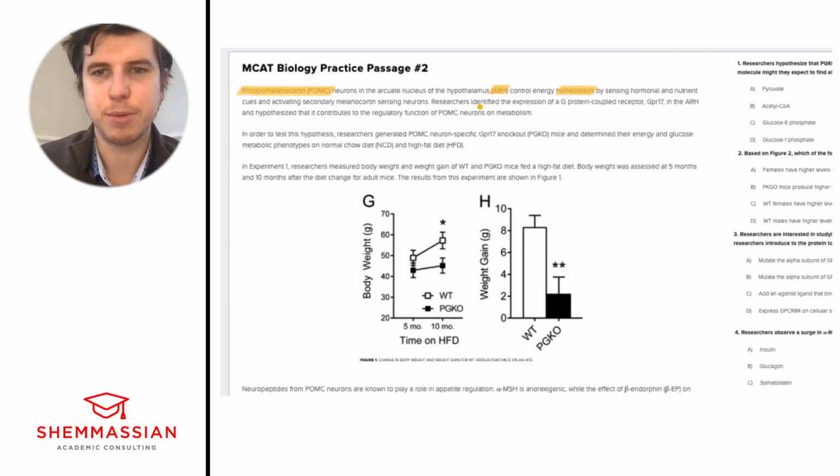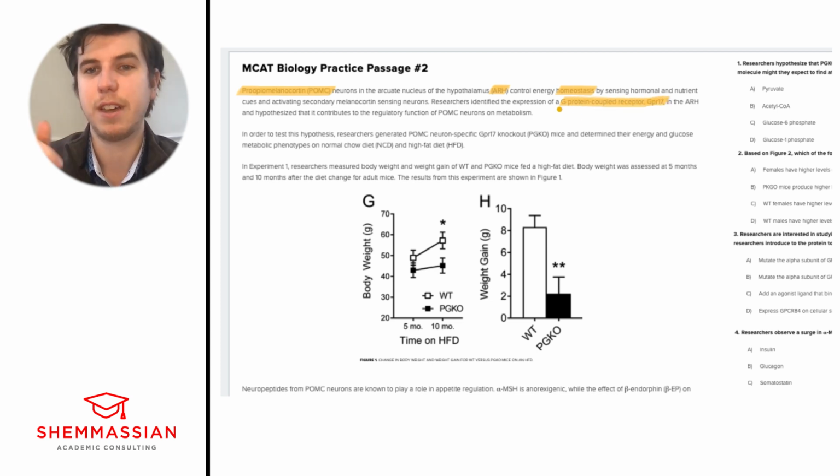Researchers identified the expression of a G protein coupled receptor, GPR17. Okay, I'm going to definitely highlight that because we do know, right? You can see that as kind of a clue. G protein coupled receptors are a piece of outside knowledge that we know from the AAMC is something that we should know about, right?